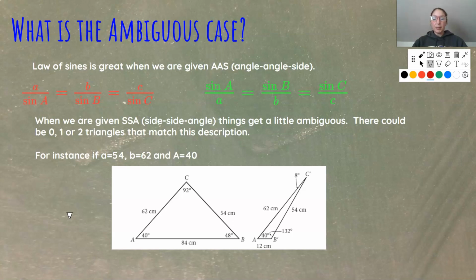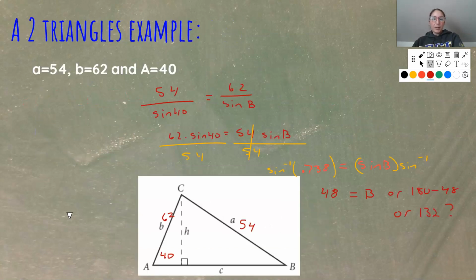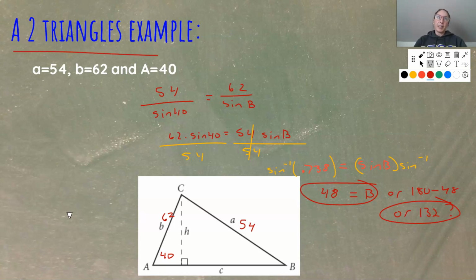So you test 48. You put 48 in your triangle. Be like, okay, well, 40 plus 48 plus, okay, then 92. Okay, that's a 180-degree triangle. That's totally fine. That works. Great. And then you test 132. Okay, well, 40 plus 132, that's just 172. Okay, great. Well, there's room for C. C would just have to be 8 degrees. And I guess, yeah, that works as well. So that is why both of these work. So B can be 48. B can also be 132, which is why this is indeed the two triangle example.